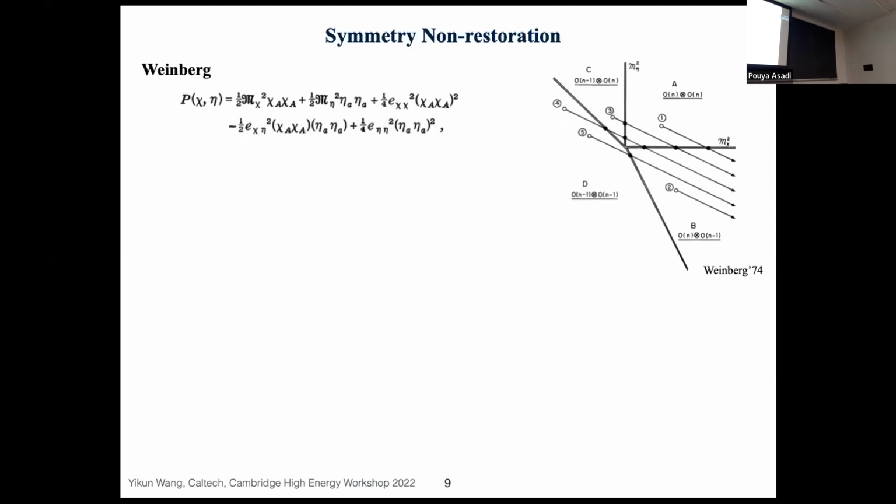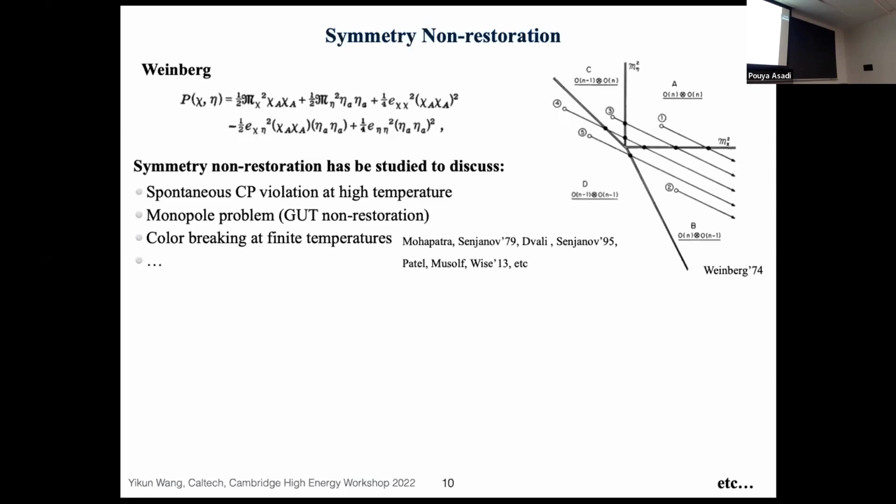Of course, this is just to display the possibility of symmetry restoration. More realistically, symmetry non-restoration can be employed to discuss richer topics beyond the one I just talked about. For example, there's exploration of spontaneous CP violation associated with non-restoration behavior, and it can also address the monopole problem, supposing the GUT symmetry is not restored up to very high temperature, and there's also discussion of color breaking. So I put some references here just to inspire you to explore more possibilities.